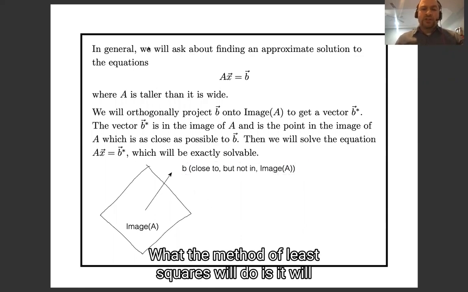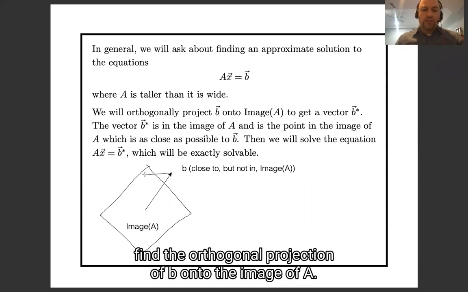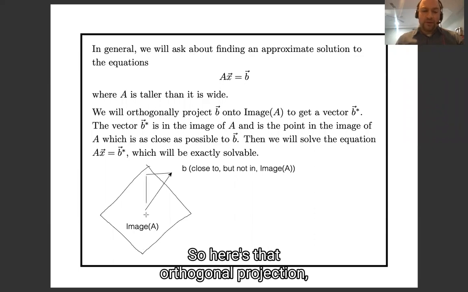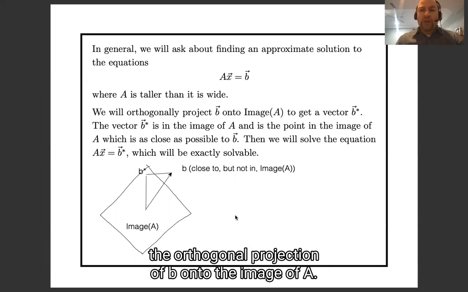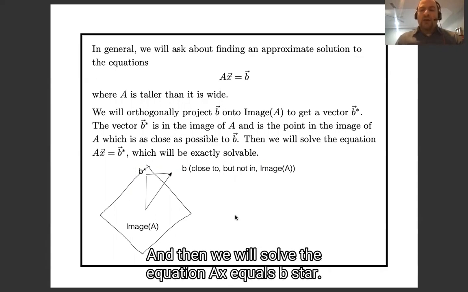What the method of least squares will do is it will find the orthogonal projection of B onto the image of A. So here's that orthogonal projection, call it B star. So B star is the orthogonal projection of B onto the image of A, and then we will solve the equation AX equals B star.